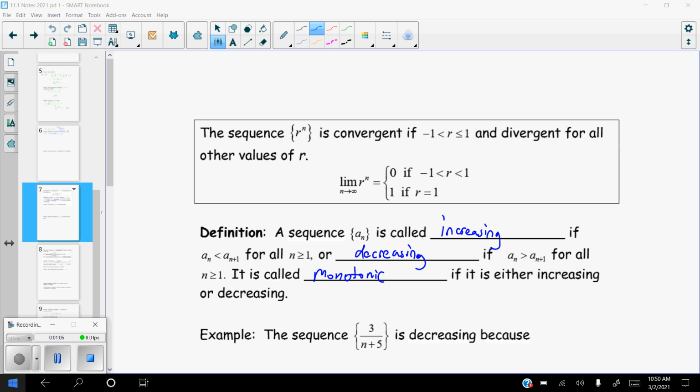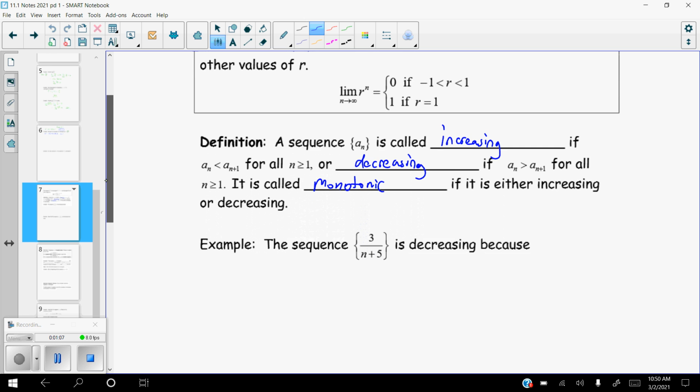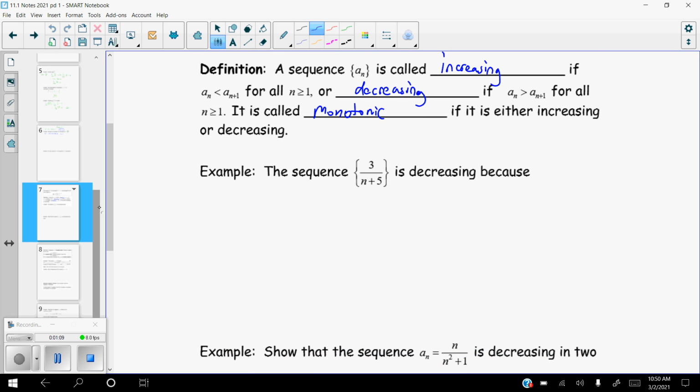The mono part being one, and the tonic, I'm not really sure, but it's monotonic. One way, one direction, something like that. All right, so here's our example. The sequence 3 over n plus 5 is decreasing because, now there's a few ways that we can talk about this.